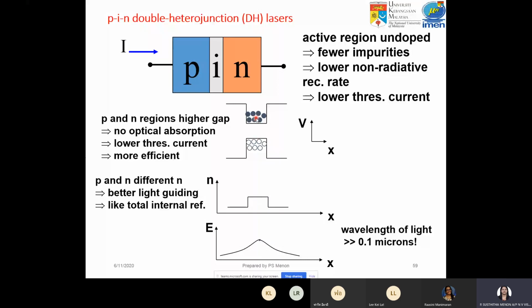The P and N regions have a higher gap. The band gap energy is higher, so no optical absorption happens here. Lower threshold current is needed, and it's more efficient. As usual, the refractive index is higher in the active region, and this shows the electric field is high in the active region. And the wavelength of light must be larger than 0.1 microns.